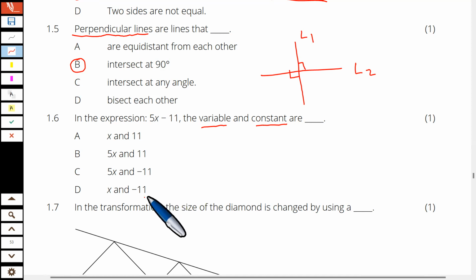Right, so obviously it is x and minus 11. The variable is x and the constant is this one. So the variable is x and the constant is minus 11. Okay.